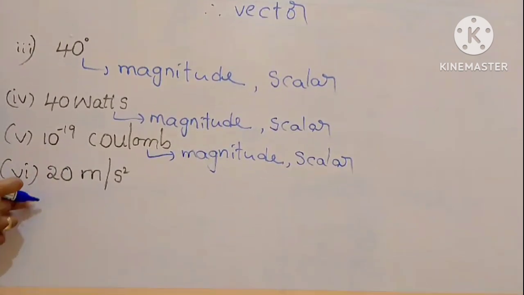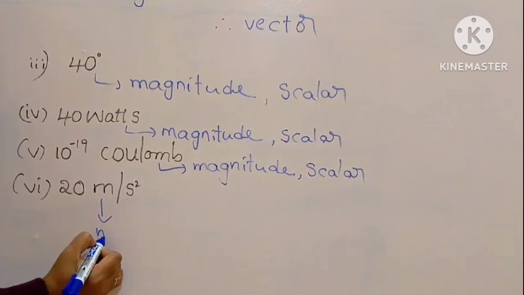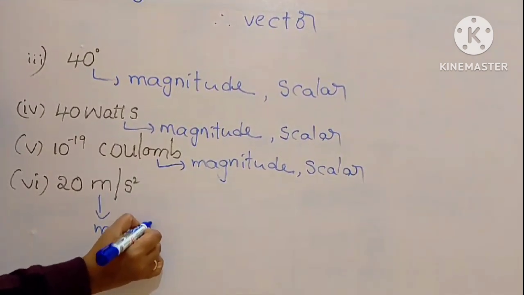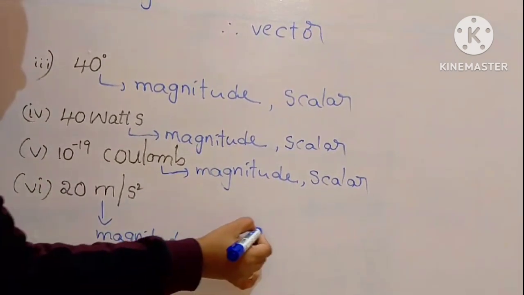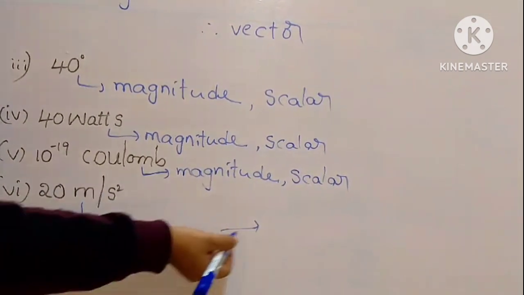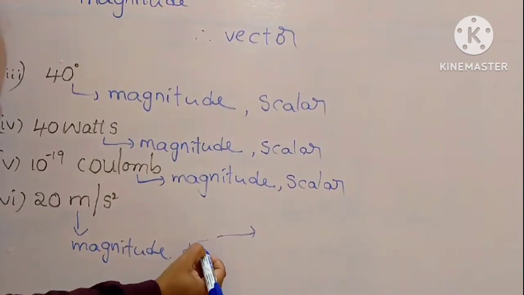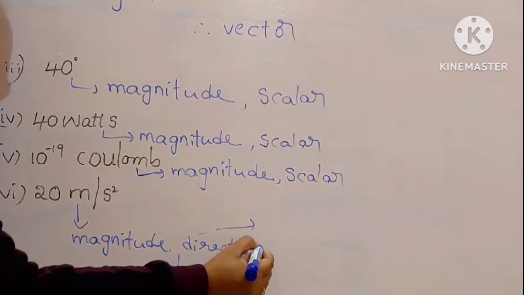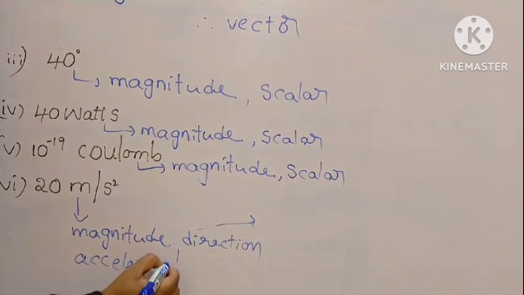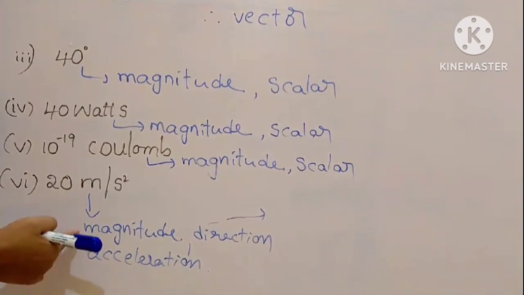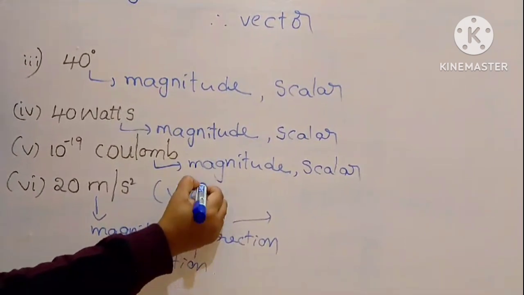Go for the last question. 20 meter per second square. So, here we have meter representing magnitude. Meter per second means it's moving. So, it's moving means it's moving forward or reverse, up or down. So, it represents direction also. It is acceleration. This acceleration has magnitude and direction. So, therefore, it is vector.